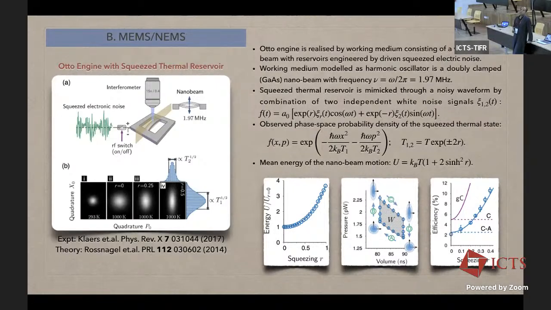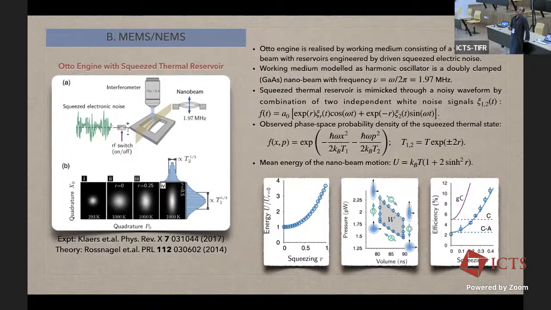So what they do is use MEMS and NEMS, micromechanical or nanomechanical systems, where the Otto engine is realized by a working medium consisting of a vibrating nanobeam.